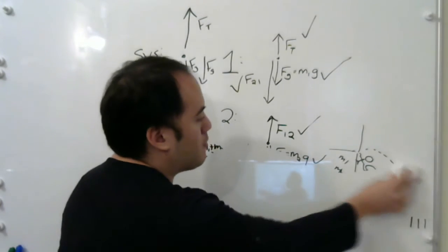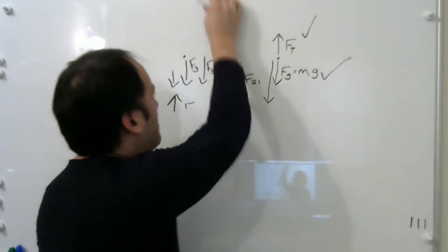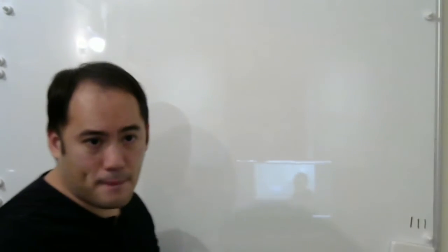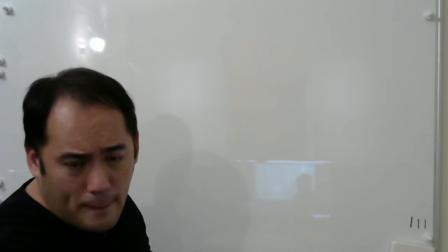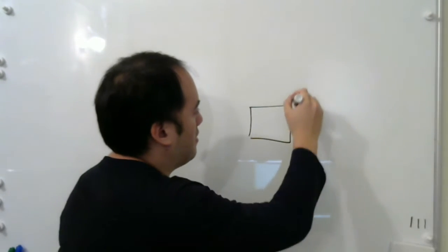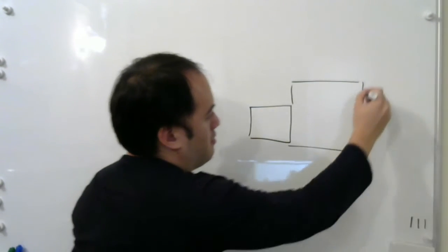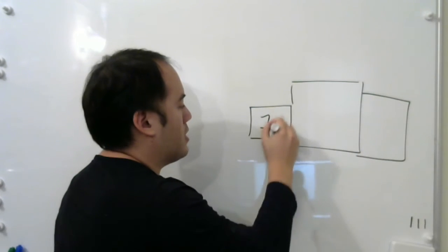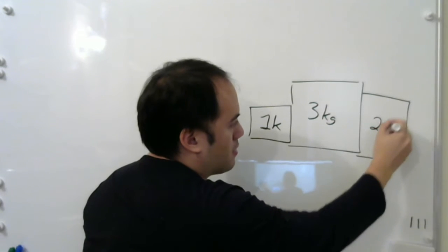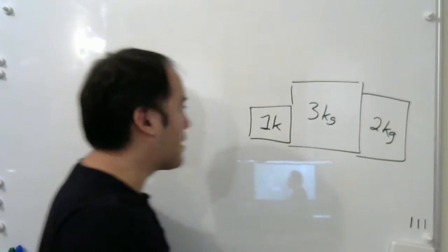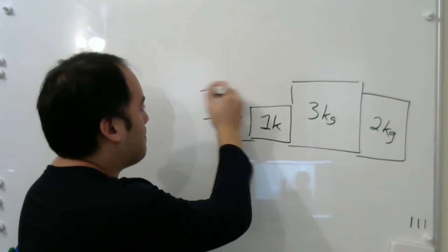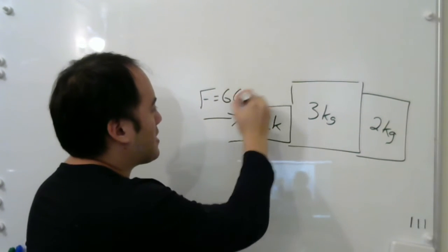I think I can do one more problem, and I'll try to put in some numbers to make it more physics-y. So here's the problem. I had 3 blocks: one kilogram, 3 kilograms, 2 kilograms. And they're all being pushed by a big force. Hopefully these numbers work out. 60 newtons.